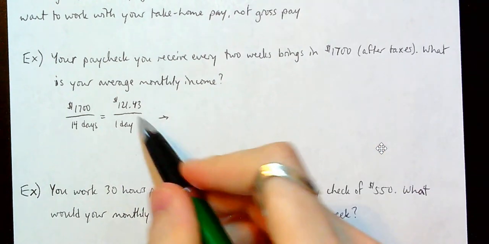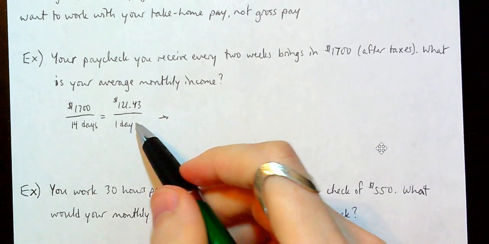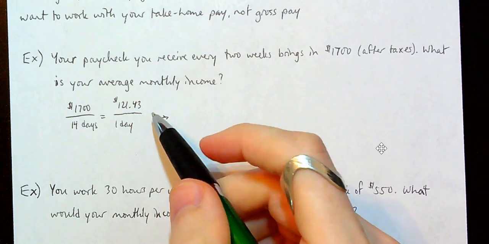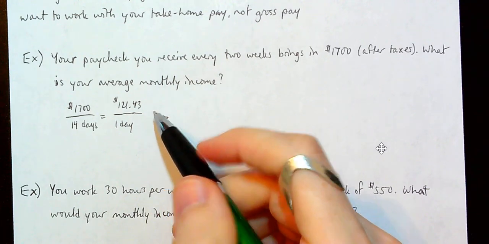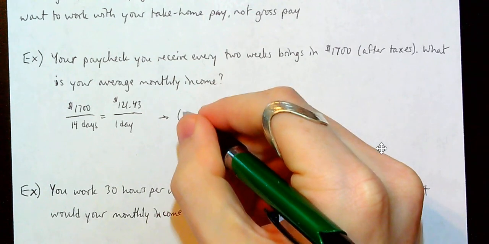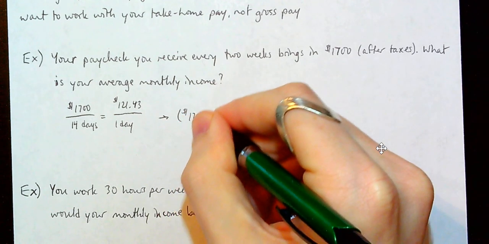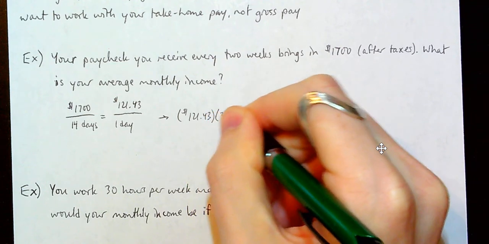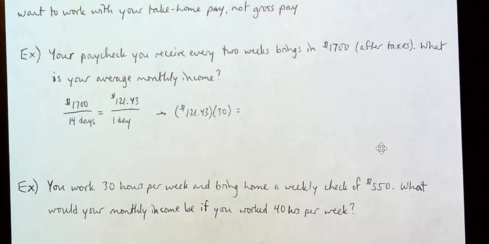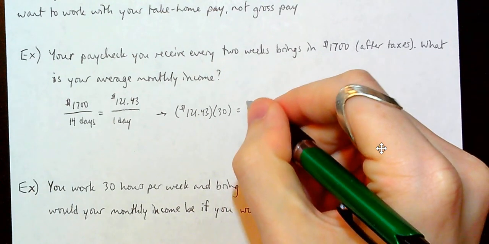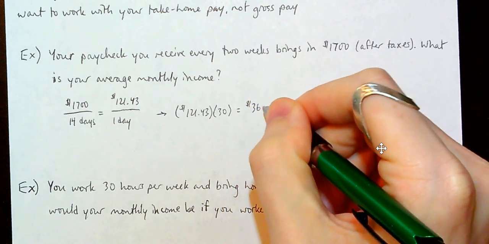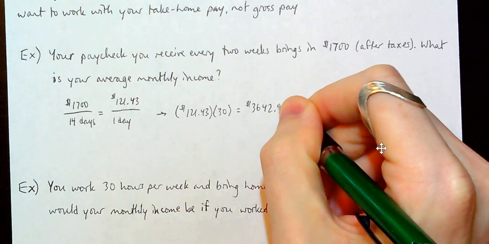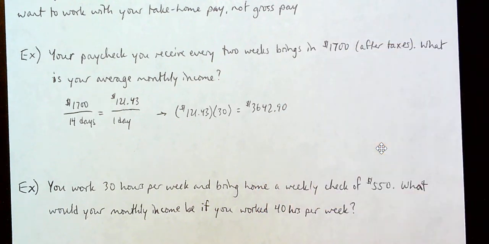So if this is how much I make per day, and I know that I have 30 days in my month, I can do $121.43 per day times my 30 days. And when you do this calculation, 121.43 times 30, you get $3,642.90.